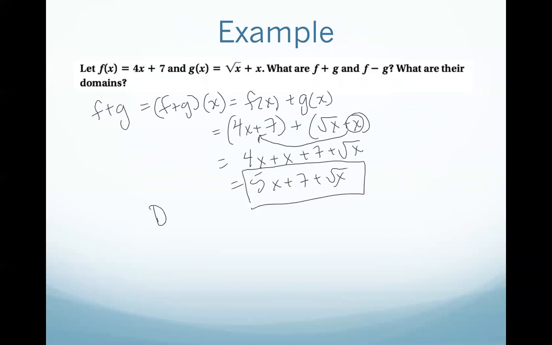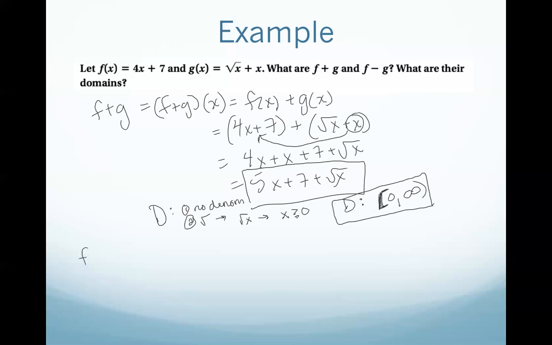To find the domain, first we check and there's no denominator. Second, we check for radicals. I have a square root of x. That tells me that x has to be greater than 0. So my domain is from 0 to infinity. Sorry, this should be greater than or equal to, because I can take the square root of 0. So domain is from 0 to infinity.